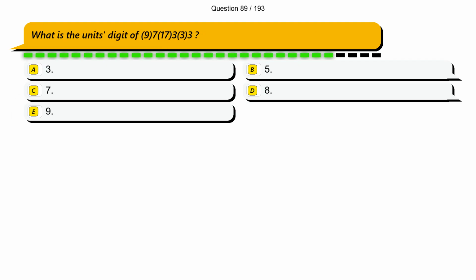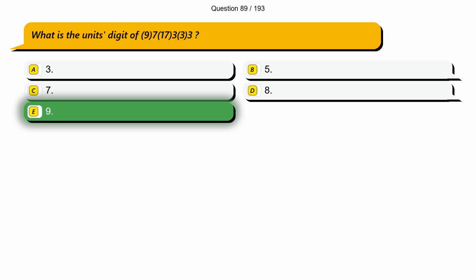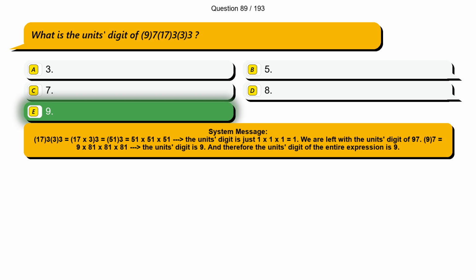Question 89. What is the units digit of 9^7 times 17^33? Option A, 3. Option B, 5. Option C, 7. Option D, 8. Option E, 9. The correct answer is option E, 9. 17^33 is a power of 17, whose units digit is 7. Let me restate: 17 x 3 equals 51, so the units digit is just 1 x 1 x 1 equals 1. We are left with the units digit of 9^7, which is 9 x 81 x 81 x 81. The units digit is 9, and therefore the units digit of the entire expression is 9.